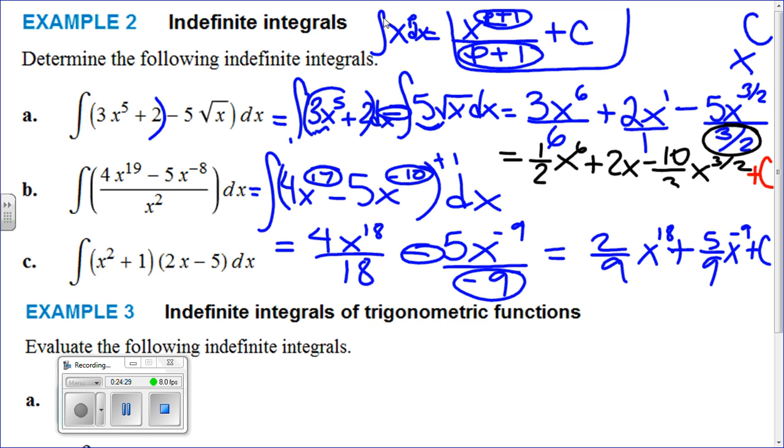Okay, the other one, I'm going to write it here. So the best thing to do here is to multiply, okay? And don't think that you can take the integral of one and then multiply it by the integral of the other. What you're going to do is first distribute them, and then we'll take the integral.